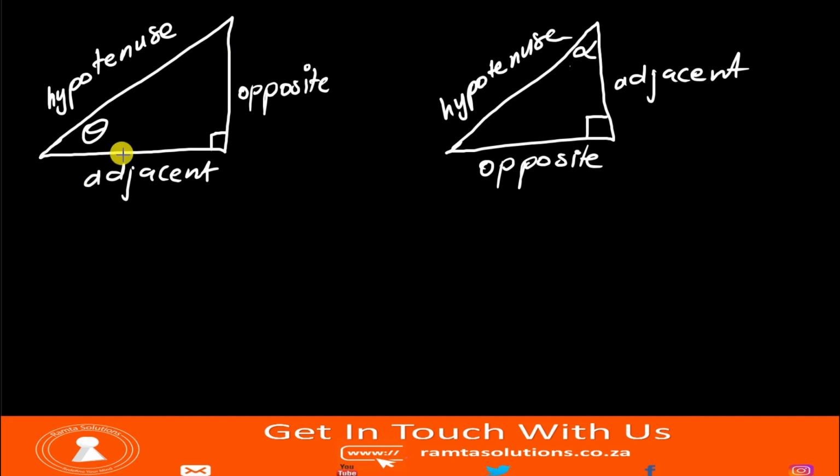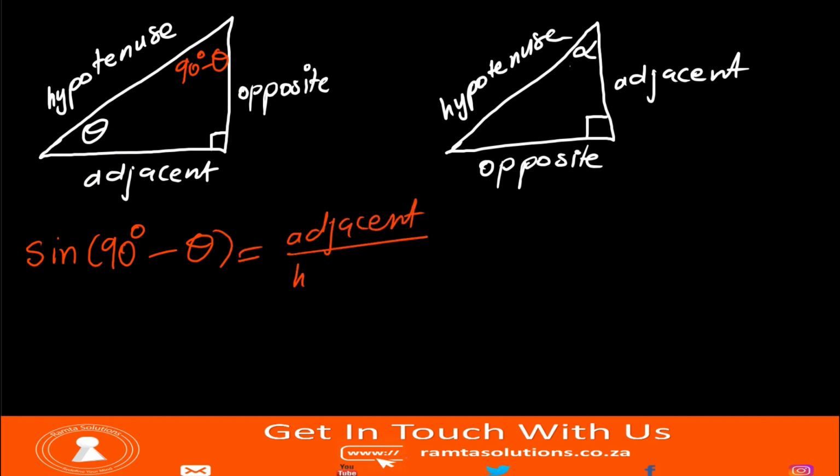When we have it like this, we can leave it in this way. But if I were to ask you to find sine of 90 minus theta, you will say this, because at that time when you get this question, you will have been given the values of these sides.